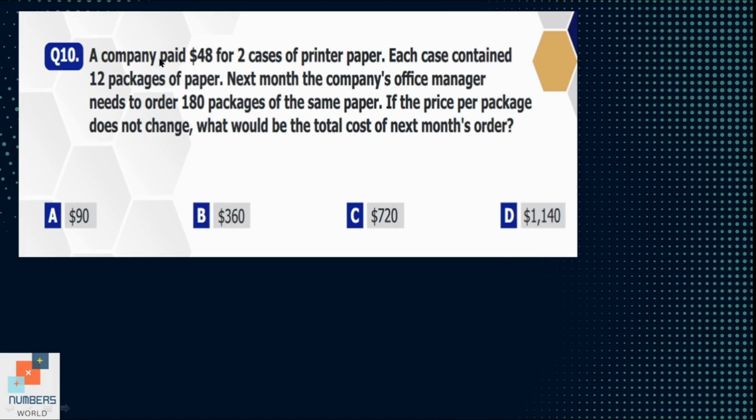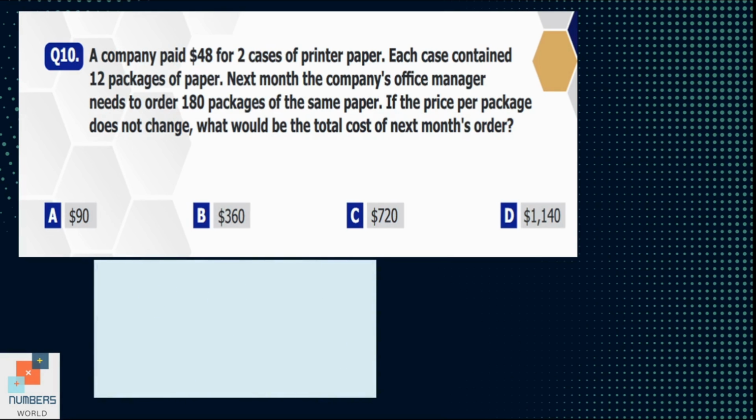Question number 10. A company paid $48 for 2 cases of printer paper. Each case contained 12 packages of paper. Next month, the company's office manager needs to order 180 packages of the same paper. If the price per package does not change, what would be the total cost of next month's order?